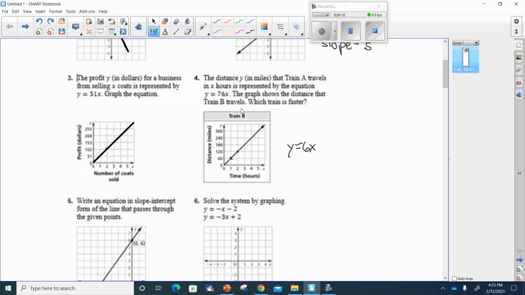And which train is faster? Well, 76 miles an hour is faster than, I'm sorry, there should have been 60 miles an hour. Let me erase that x. Wow. 60 miles an hour. Okay, so I'm going to go with train A. Train A is faster.